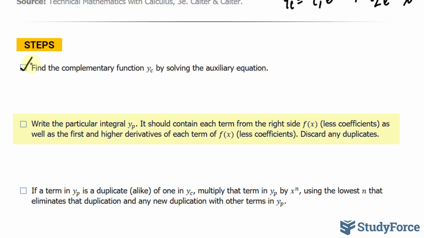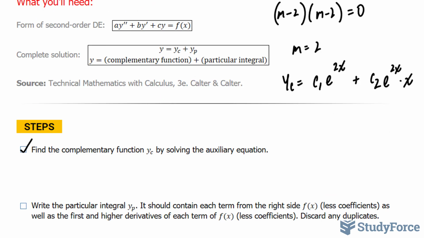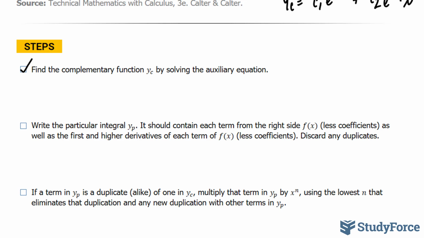In step number 2, we have to write the particular integral y subscript p. And according to this, it should contain each term from the right side. In our case, we only have one term on the right side, as well as the first and higher derivatives of each term of f at x, minus their coefficients. So we're not going to include their coefficients or duplicates of the terms.